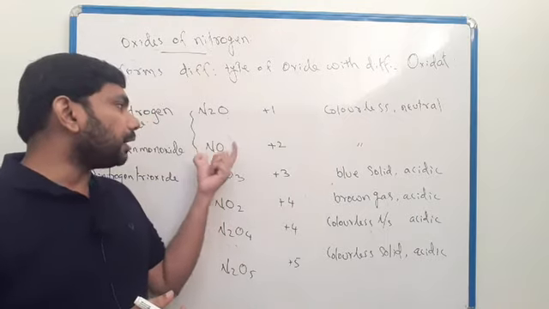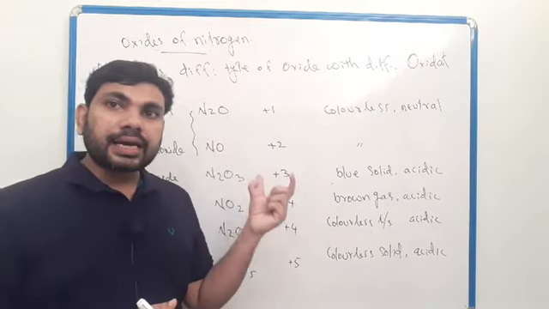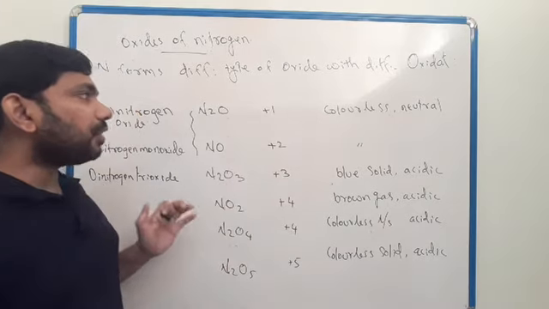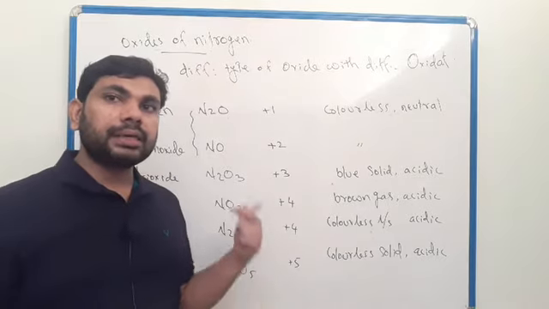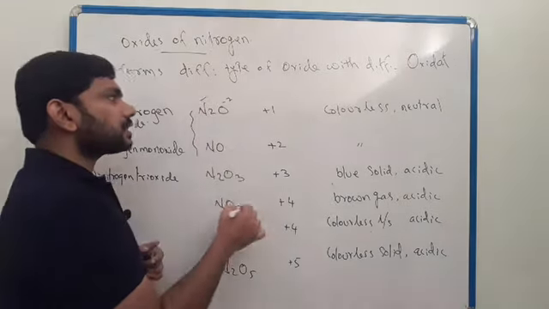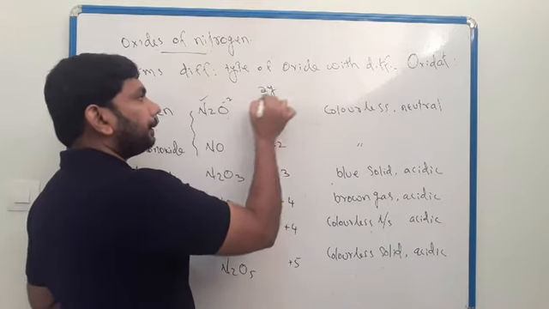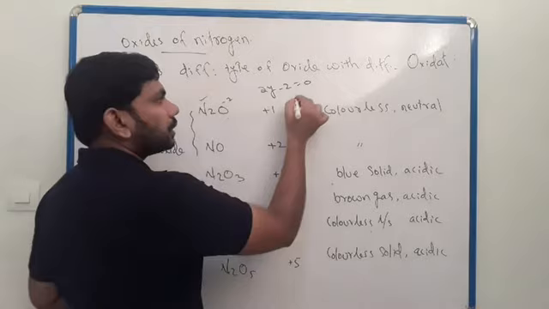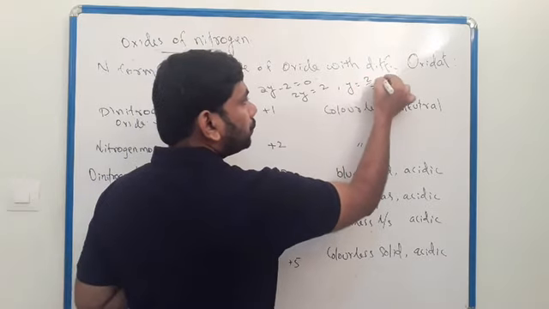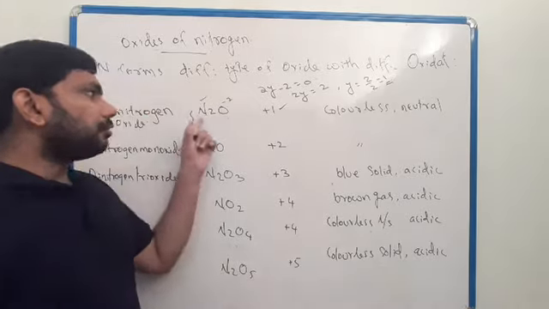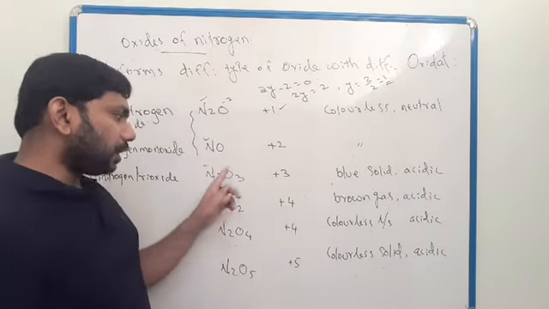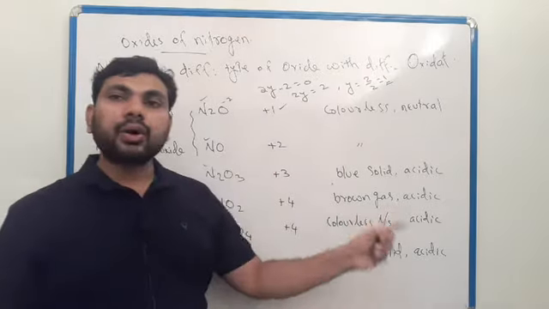So N2O and NO are colorless gases and neutral substances, and their oxidation states are +1 and +2. You can find their oxidation state very easily. You learned this in grade 11. Here oxygen is in the -2 oxidation state, so you have to find the oxidation state of nitrogen. So 2y minus 2 equals 0, so 2y equals +2, so y equals 2/2, which is 1. So here nitrogen is in the +1 oxidation state. Similarly, you can find the oxidation state of nitrogen in each case, with oxygen as -2.